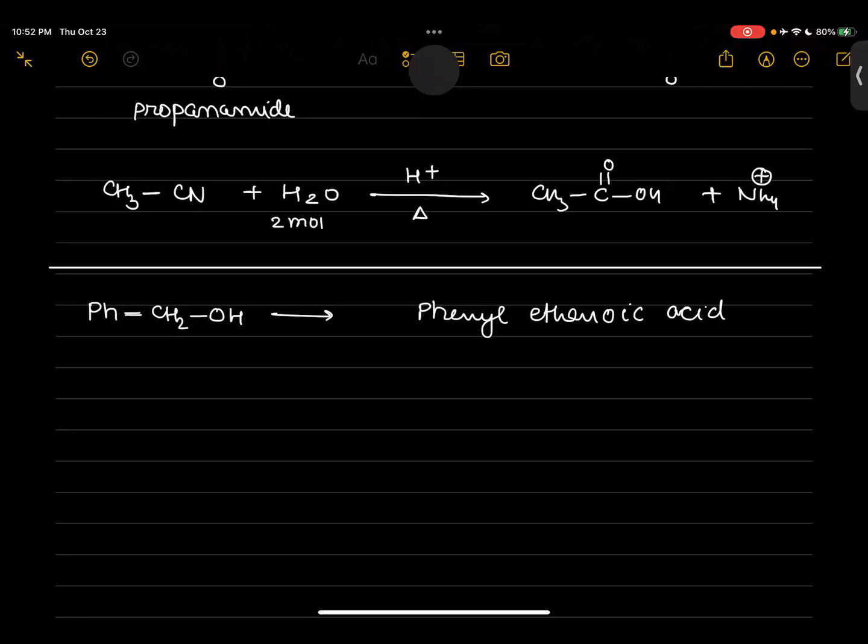So what is phenyl ethanoic acid? First, you are going to write the name of the parent chain, the word root, and that is ethanoic acid. Okay. And this phenyl is a side chain. Got it? Clear or not?